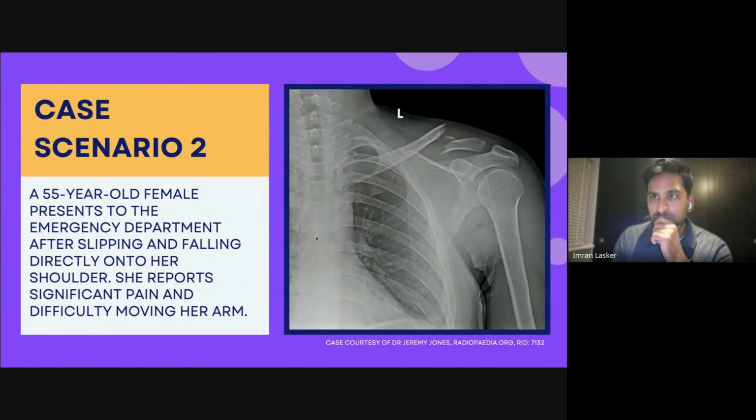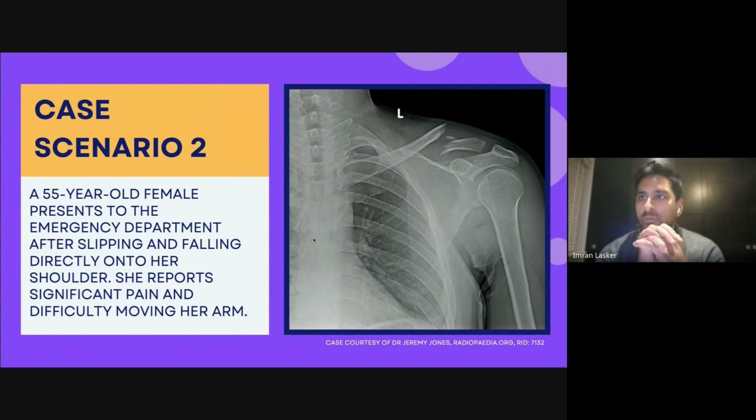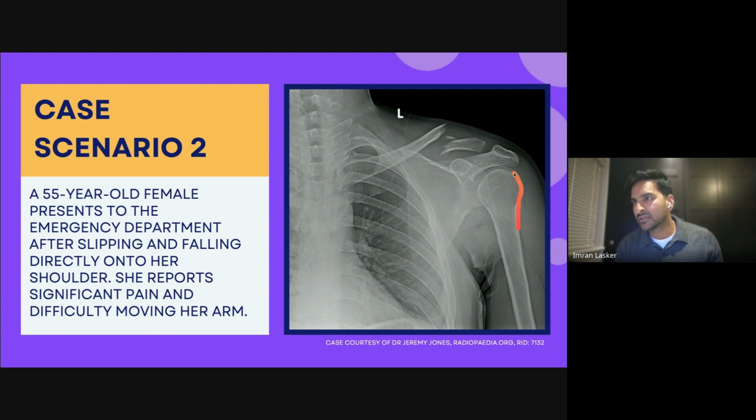So let's have a look at this one and think about what we can see. Some of you guys may have seen it straight away. Feel free to throw in an answer onto the chat. If not, don't worry, I'm going to go through it. 55-year-old female presents to the emergency department after slipping and falling directly onto her shoulder, reports significant pain and difficulty moving her arm. Okay, so this is going to be the humeral head.